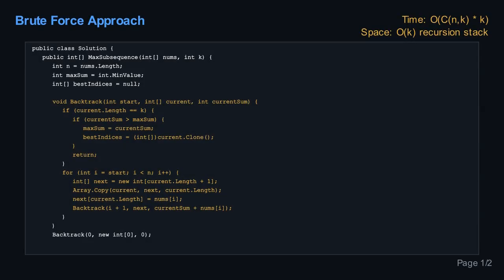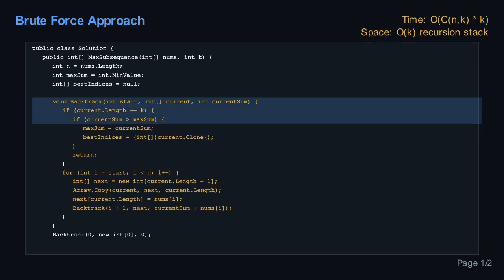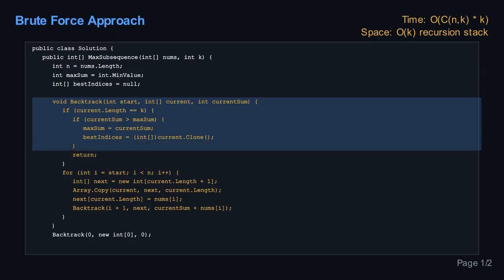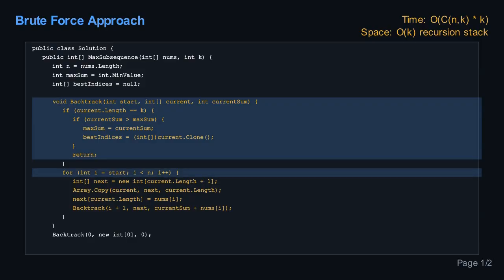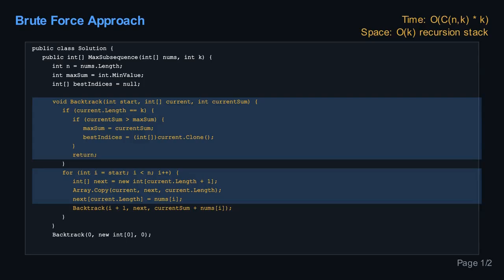A brute force approach would involve generating all possible subsequences of length k. For each subsequence, we'd calculate its sum and keep track of the one with the maximum sum. This is typically done using recursion or backtracking, where we explore every combination of k elements. However, given an array of n elements, there are n choose k possible subsequences. If n is large, this number explodes very quickly, making it highly inefficient. Each subsequence sum calculation also takes k time. This results in a time complexity of roughly n choose k multiplied by k, which is too slow for practical inputs.